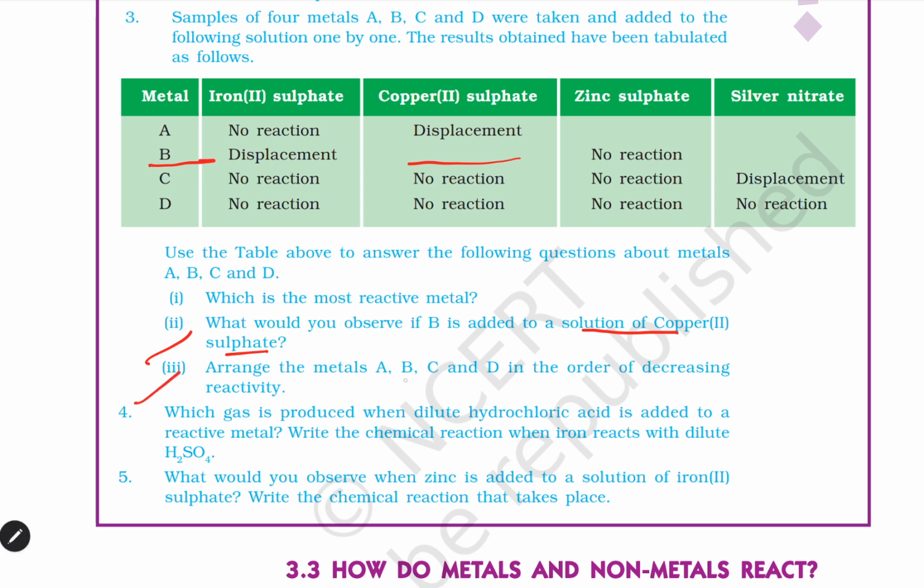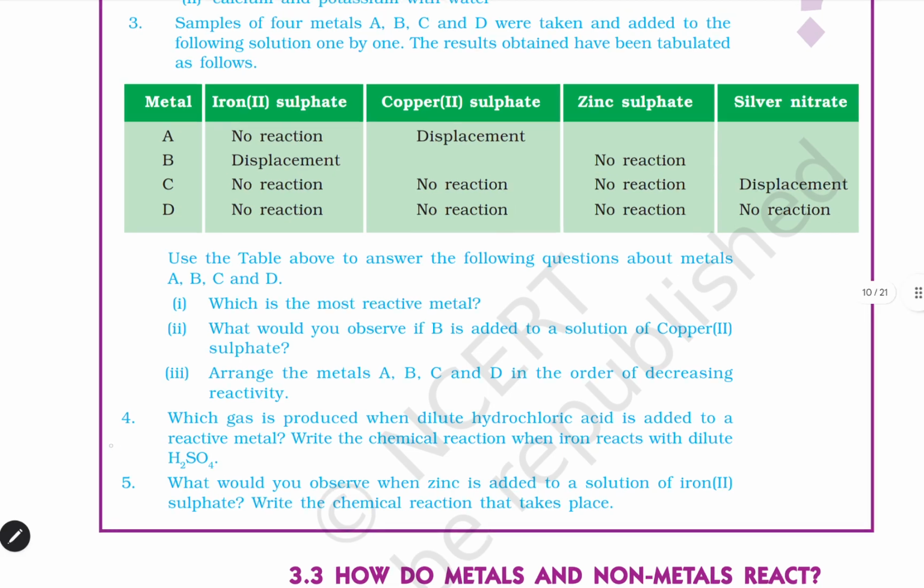And third, arrange the metals A, B, C, D in the order of decreasing reactivity. So how can you arrange? So B is the highest reactive, then you can see A, here displacement you can observe, then next one, one reaction you can see, then D and finally C. Like this you can arrange how reactive they are, in decreasing reactivity. C is the least reactive.